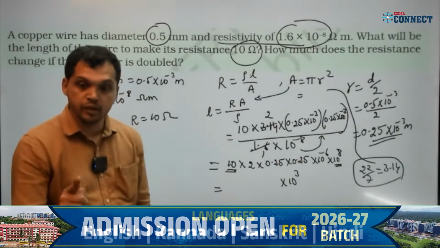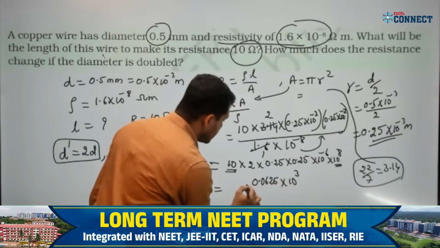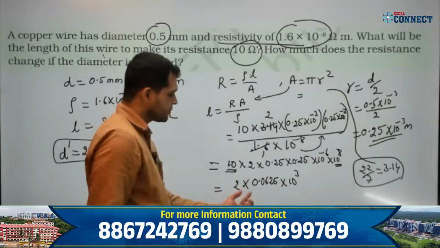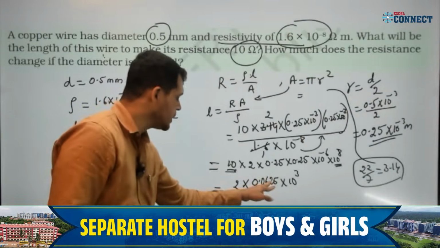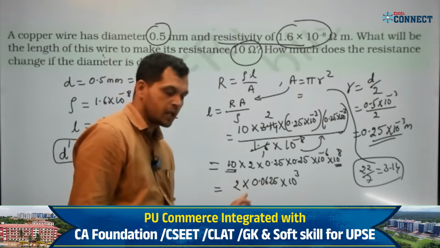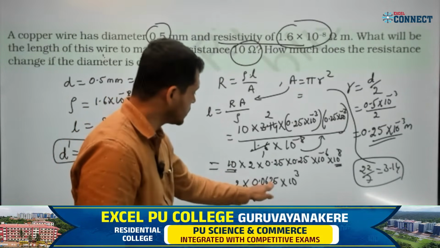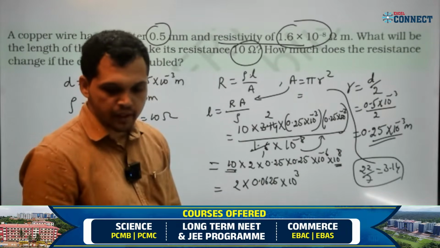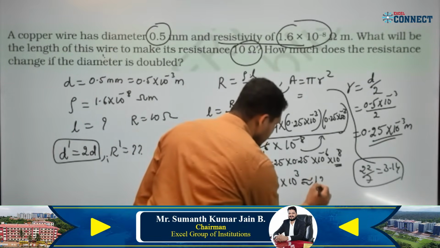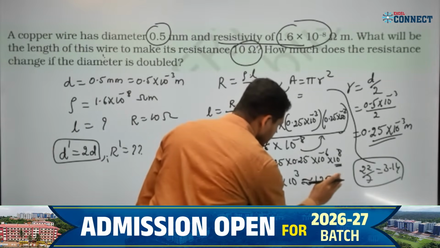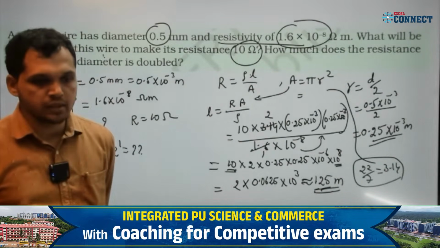0.0625 into this 2, correct? Multiply this: 0.625, 6 doubled is 12, so 12.5 we get. 12.500 into 10 power 3 gives 125. Nearly 125 meter. Correct?